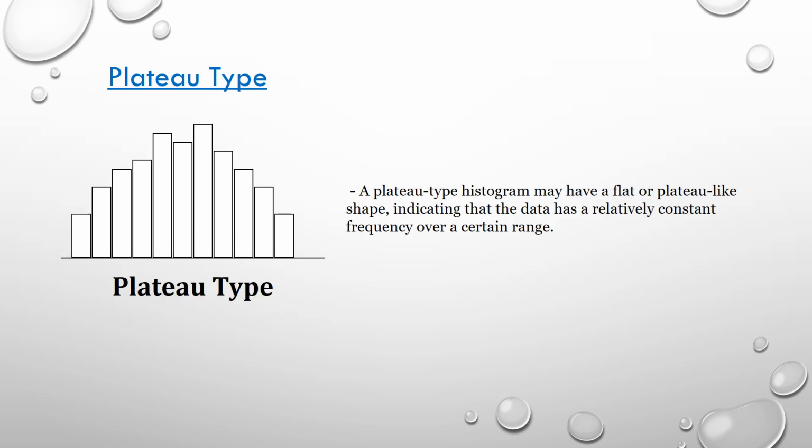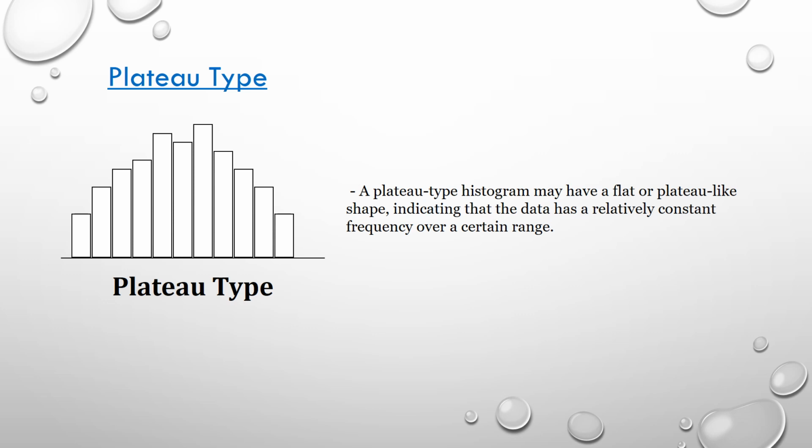Next, plateau type. A plateau type histogram has a flat or plateau-like shape, indicating that the data has a relatively constant frequency over a certain range. This suggests that there is a consistent level of occurrence for the variable being measured within that range. Plateau-type distributions may indicate a stable or uniform pattern in the data.